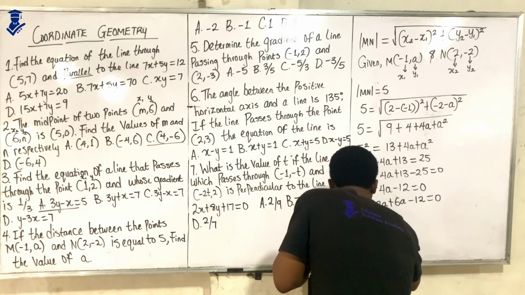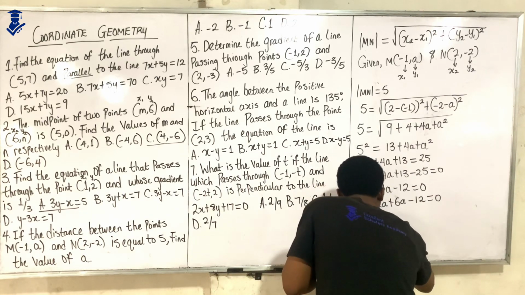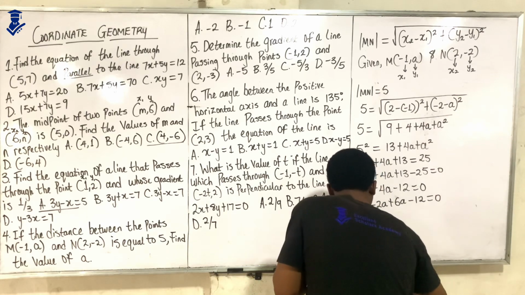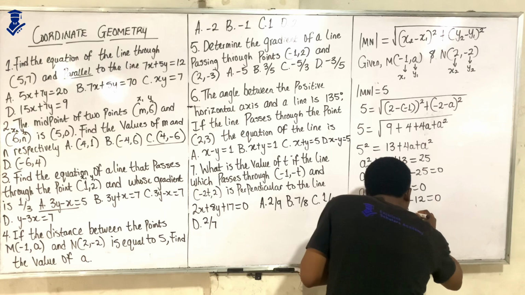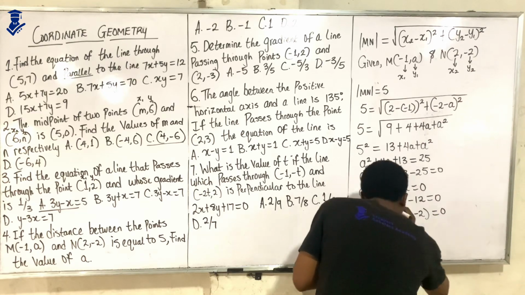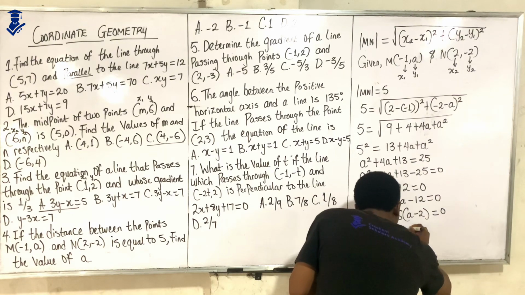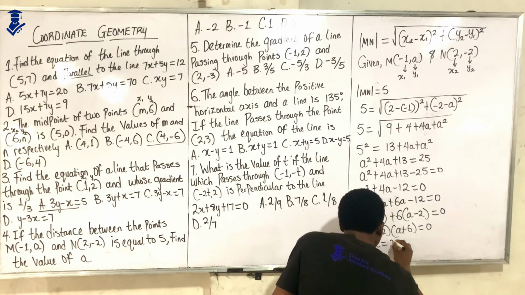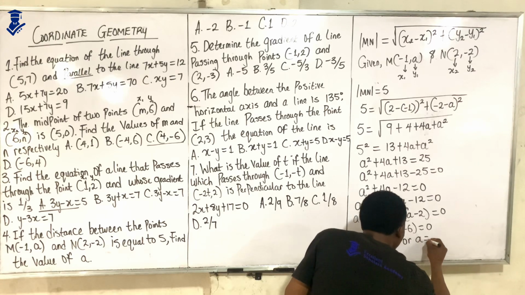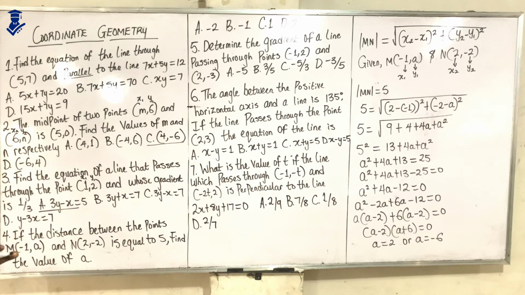So it becomes what? a is common between these, so it becomes a into bracket what? a minus 2, alright? Plus 6 is common between these, into bracket what? a minus 2 is equal to 0. So you have what? a minus 2, a plus 6 is equal to 0. So therefore you have a is equal to what? 2, or a is equal to what? Minus 6.